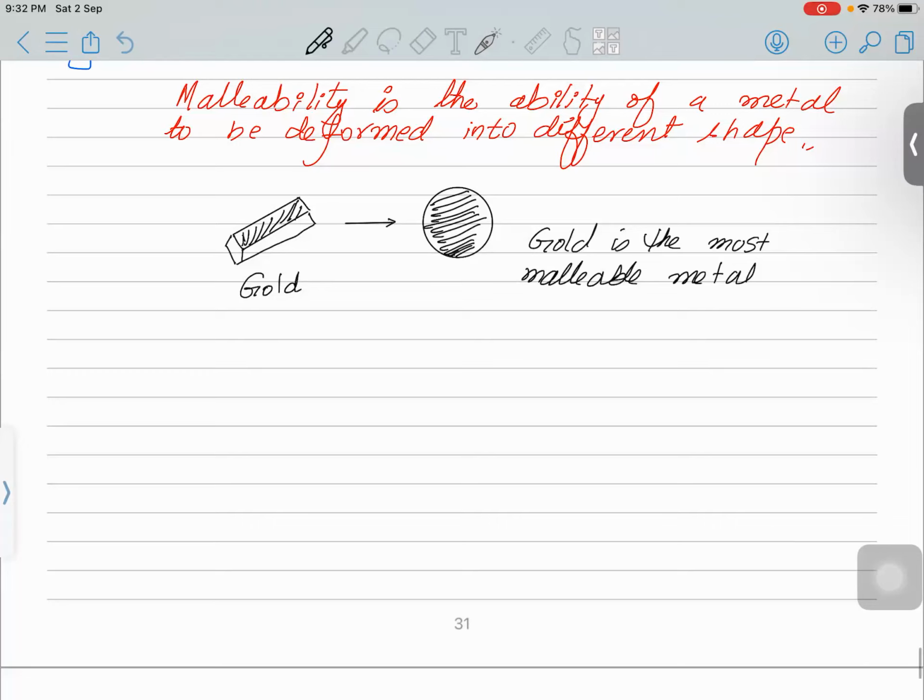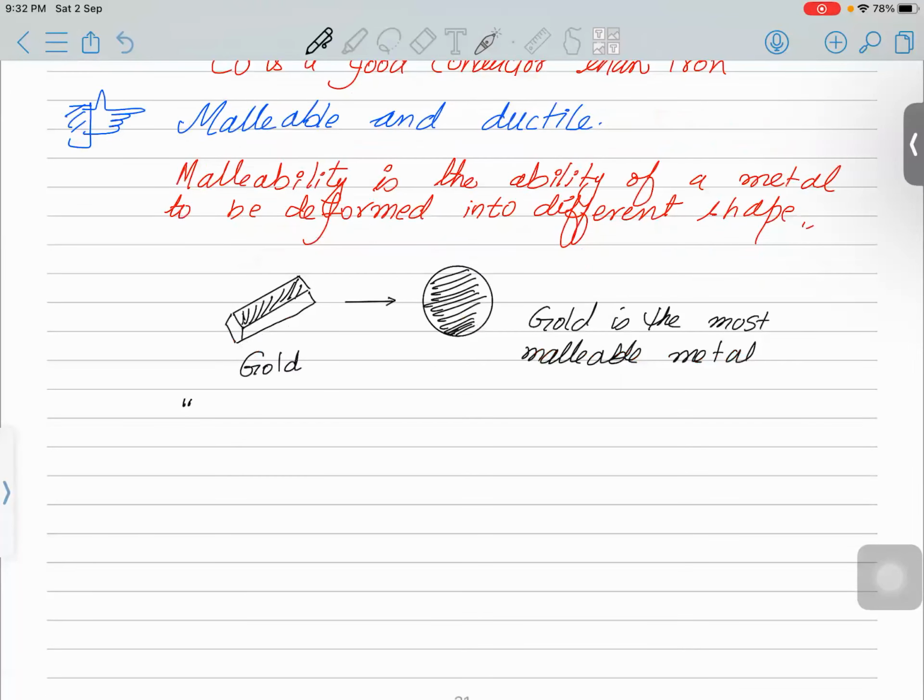Now, ductile. Can you tell me what is ductile? Ductile means it's the ability to be deformed without losing toughness. Ability of a metal to be deformed without losing toughness.